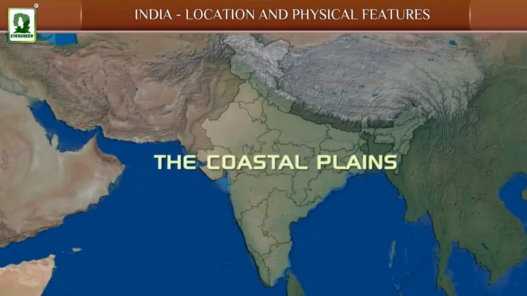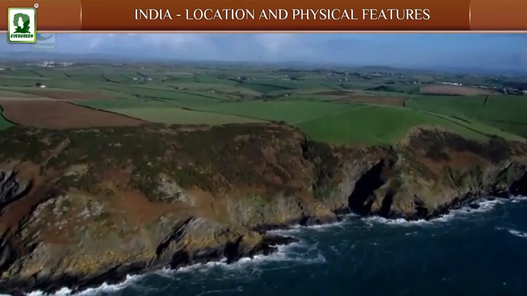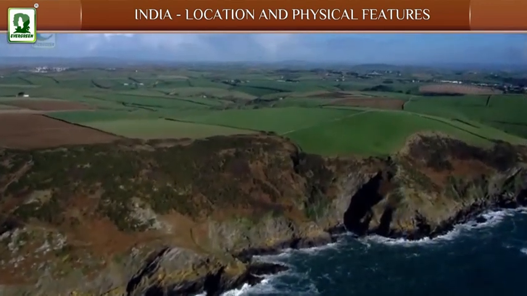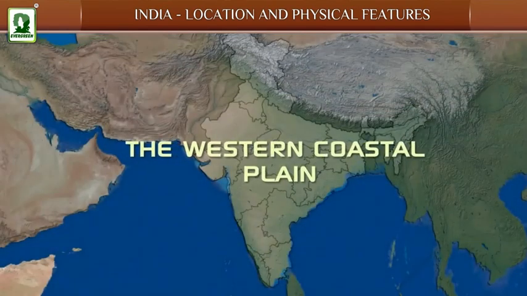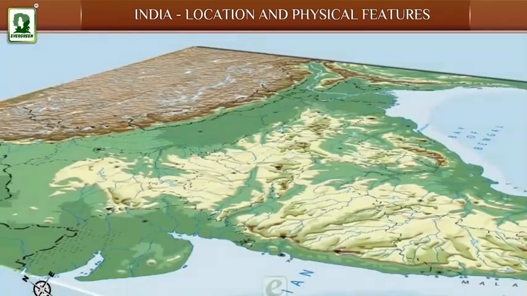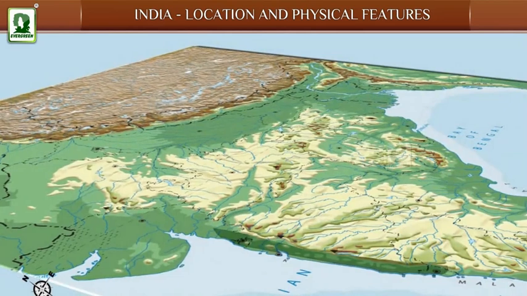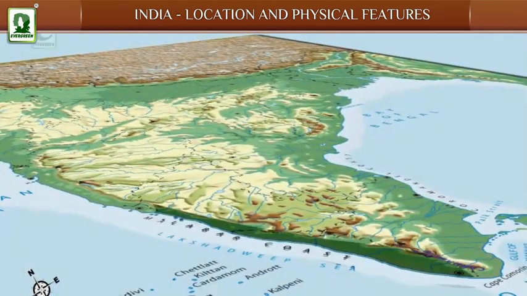The Coastal Plains. There are two sets of coastal plains in India. The Western Coastal Plain. It is a narrow strip of land between the Arabian Sea and the Western Ghats. The northern part of the coastal plain is known as Konkan Coast. The coast between Mumbai to Goa is known as Malabar Coast.